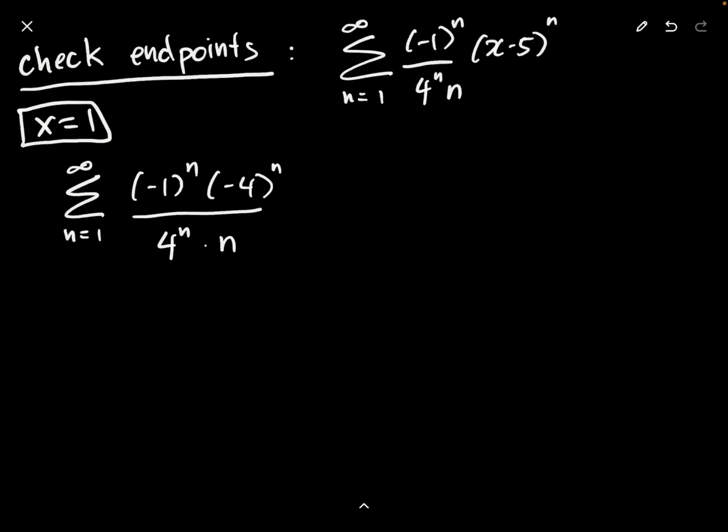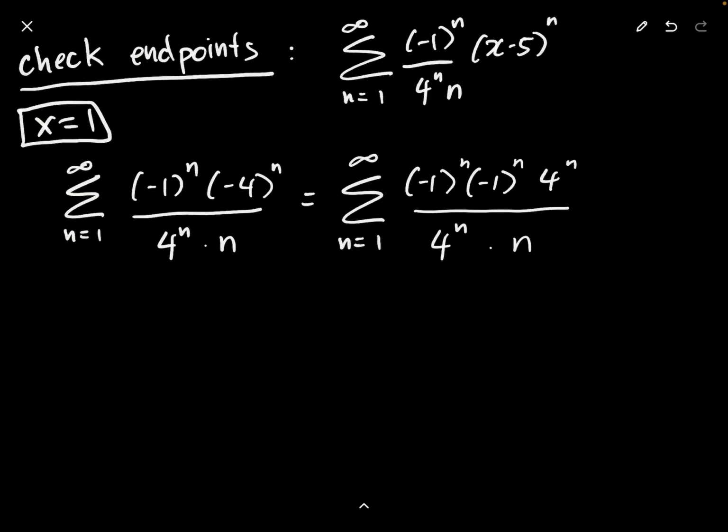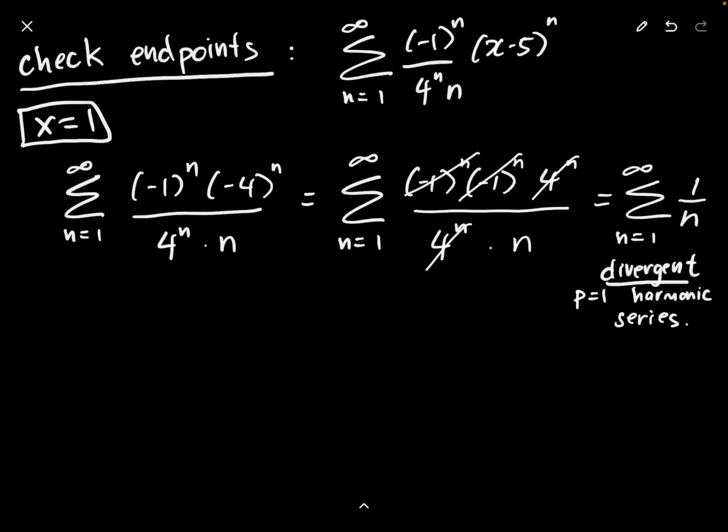At x is equal to 1, if you plug it into the original function, we get this series. So if we simplify, the two alternating parts will cancel each other out, and 4 to the n and 4 to the n will cancel out. So we're just left with the series 1 over n, which we know is the divergent harmonic series. So we won't include the endpoint x is equal to 1.